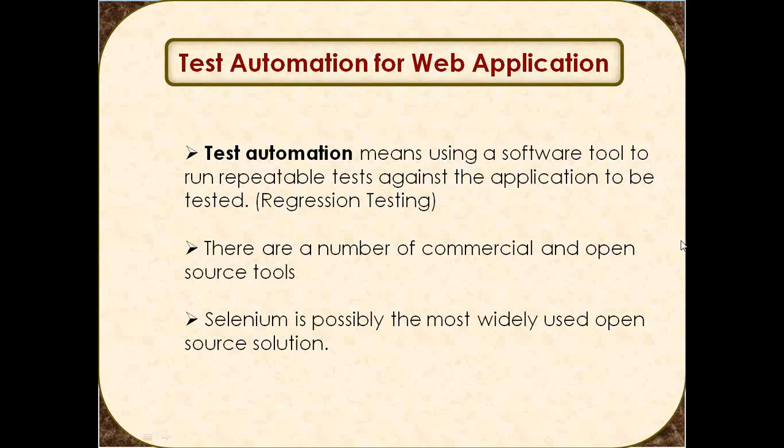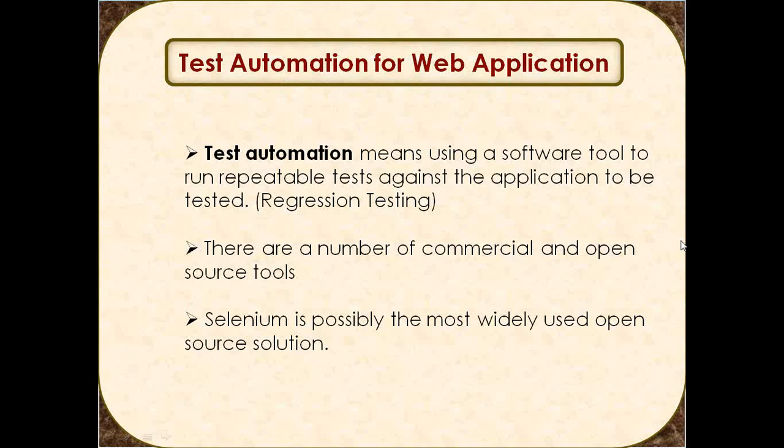Regression is nothing but whenever a new functionality is added to your application, you need to make sure that existing functionality is not broken. Then we do regression testing. Instead of spending more manual effort on regression testing, we can use a tool to run all those manual test cases. That is nothing but test automation.